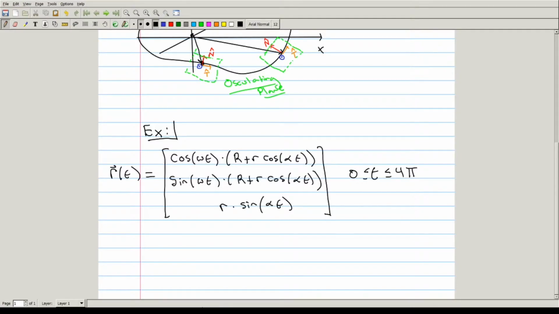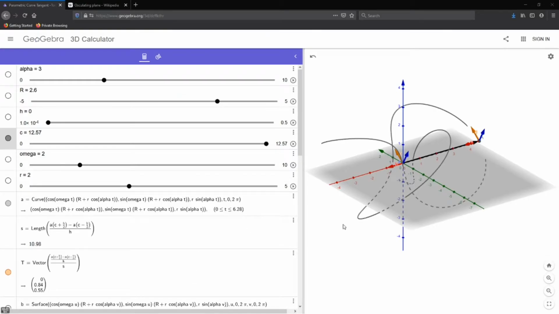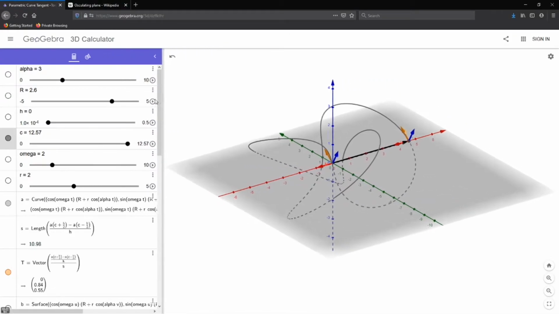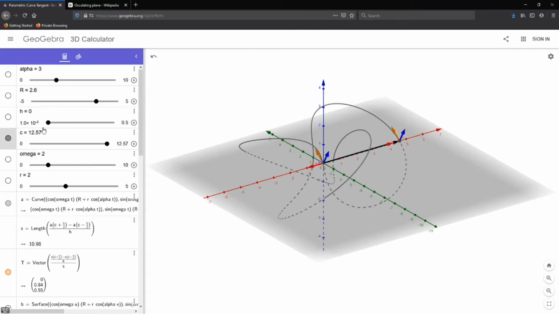So to help us out, we'll open up the GeoGebra plot of this curve. And I've also plotted on the GeoGebra plot a nice visualization here of the tangent plane, and then the tangent vector, the unit tangent vector, the unit normal vector, and the unit binormal vector. This curve has a number of different sliders that each correspond to one of the parameters in the curve. But as you can see, we'll play this animation.